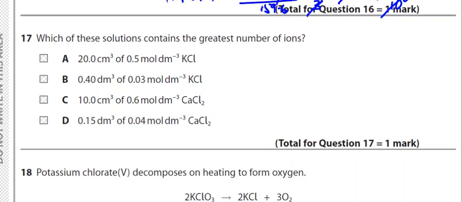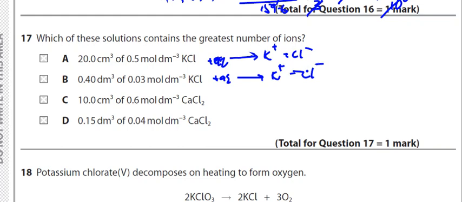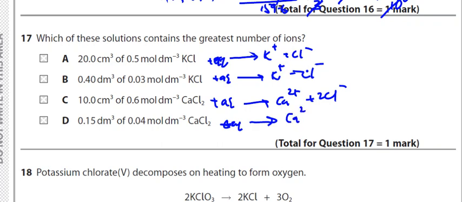Which of these solutions contain the greatest number of ions? First, let's find the moles of each, and then we break it into the ions. KCl aqueous gives K plus, Cl minus. Likewise, you break into ions afterwards. Calcium chloride gives calcium 2 plus and 2Cl minus. So you can't just say, because the answer has to be C or D, we don't know the number of moles. So let's quickly go through the number of moles.